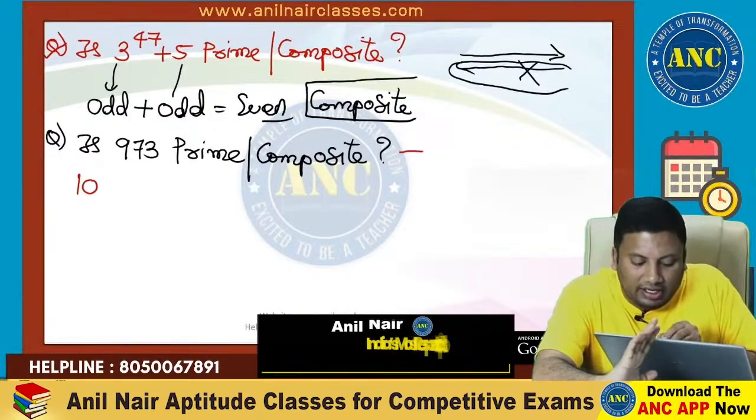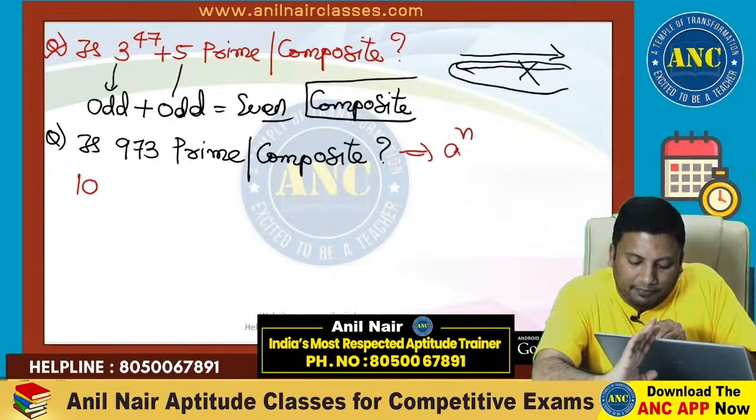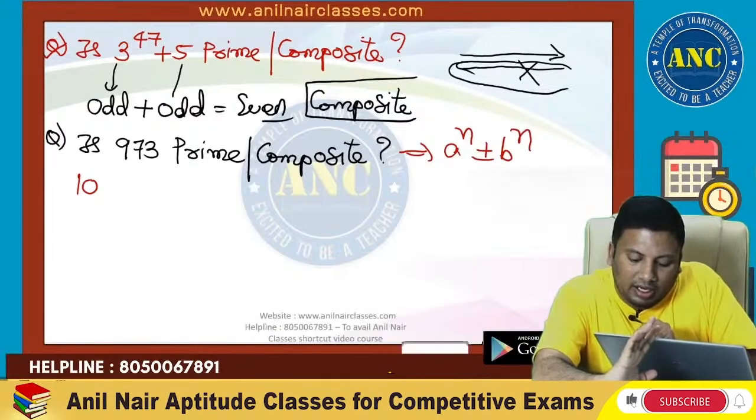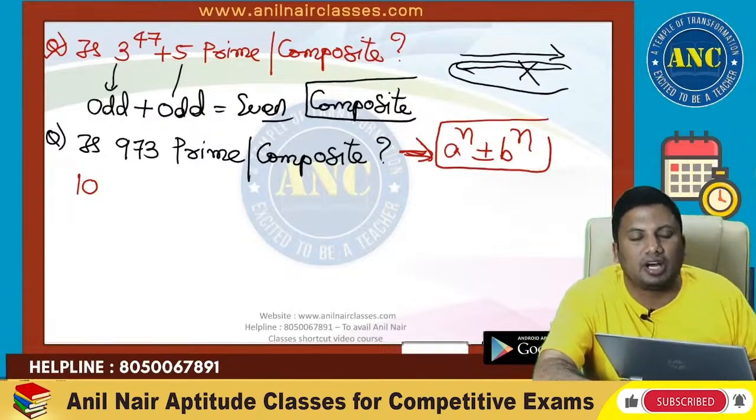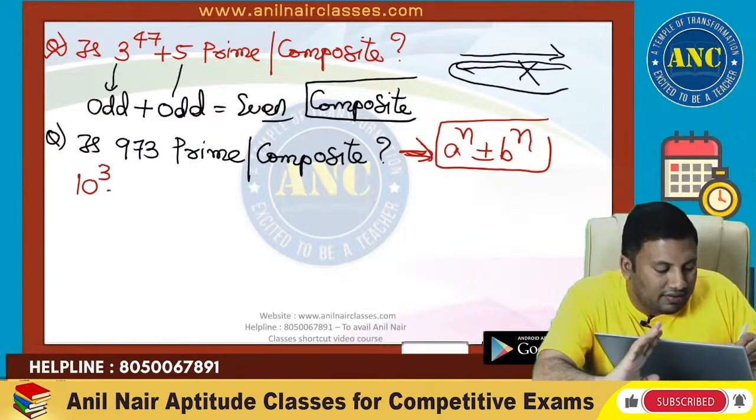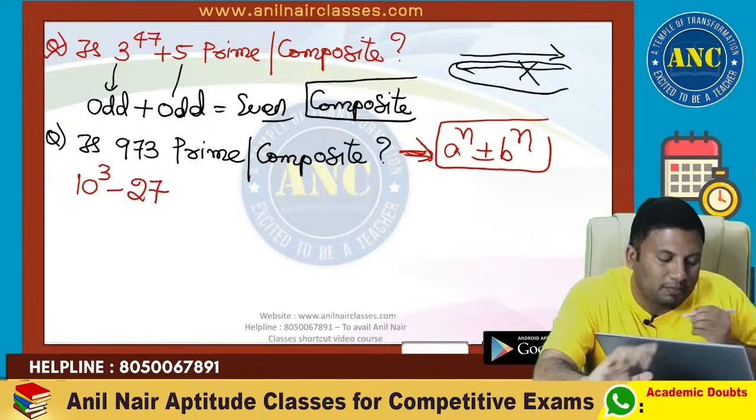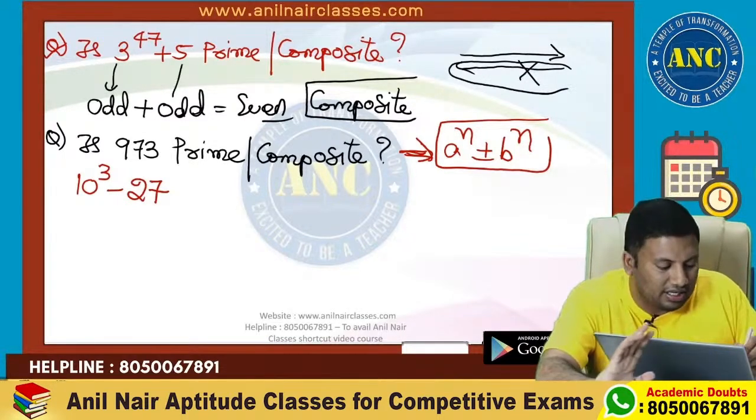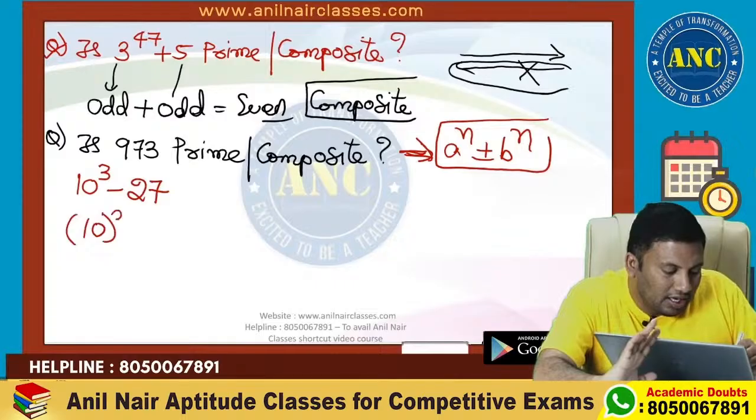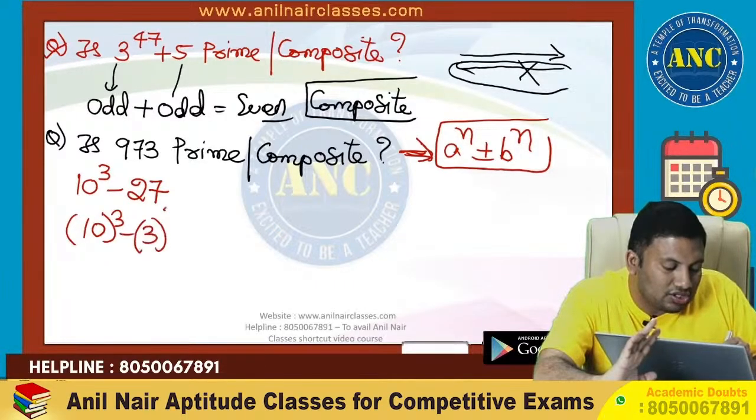973. Try to write the number in the form a power n plus or minus b power n. 973 is 10 cube minus 27. 1000 minus 27 is 973. This is nothing but 10 power 3 minus 3 power 3.